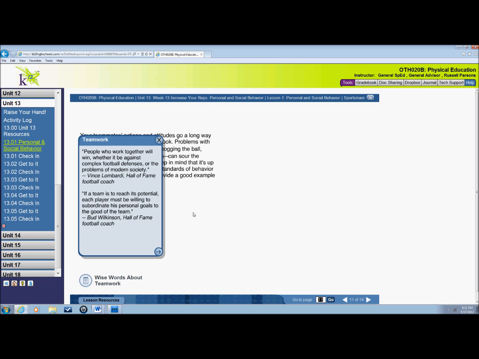And the fourth and final one says, "If a team is to reach its potential, each player must be willing to subordinate his personal goals to the good of his team." And that's from Bud Wilkinson, Hall of Fame football coach.